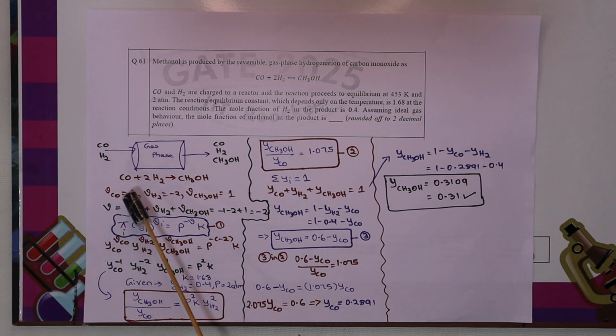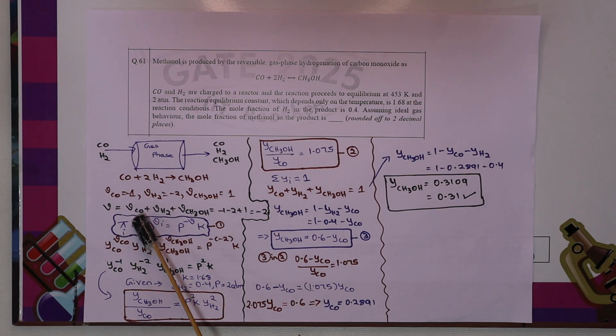Let us take the reaction. The reaction is given as 1 mole of CO plus 2 moles of hydrogen gives rise to 1 mole of methanol. So the stoichiometric coefficient of carbon monoxide is -1, the stoichiometric coefficient of hydrogen is -2, and the stoichiometric coefficient of the product methanol is 1. The stoichiometry of the reaction means the addition of all the stoichiometric coefficients of the components.